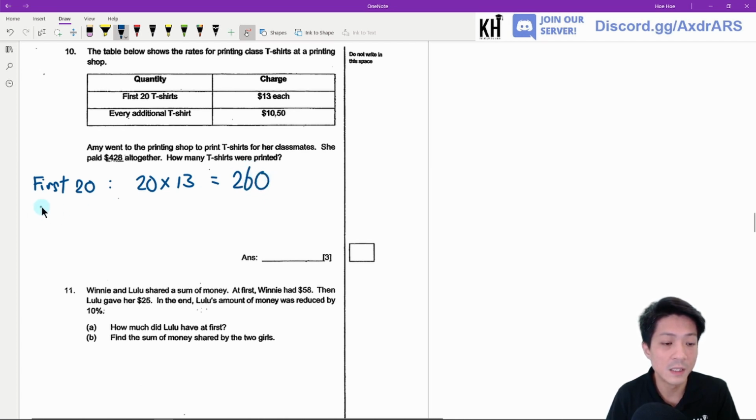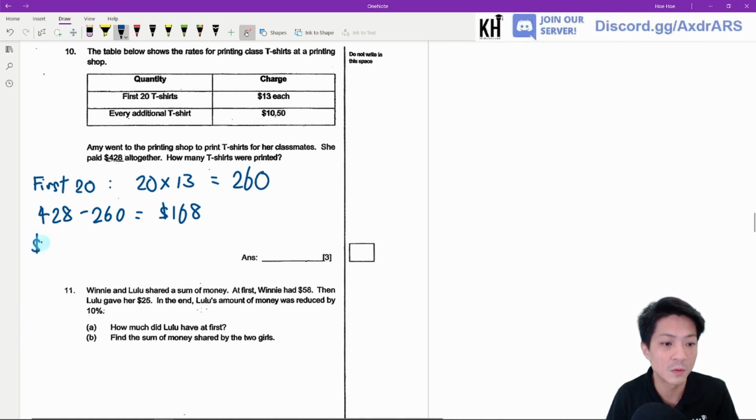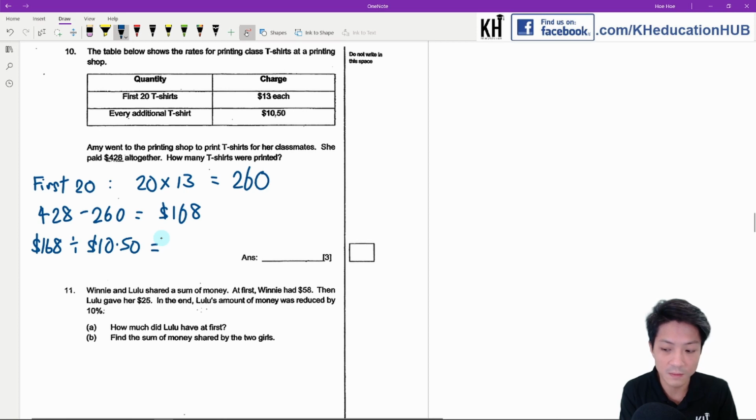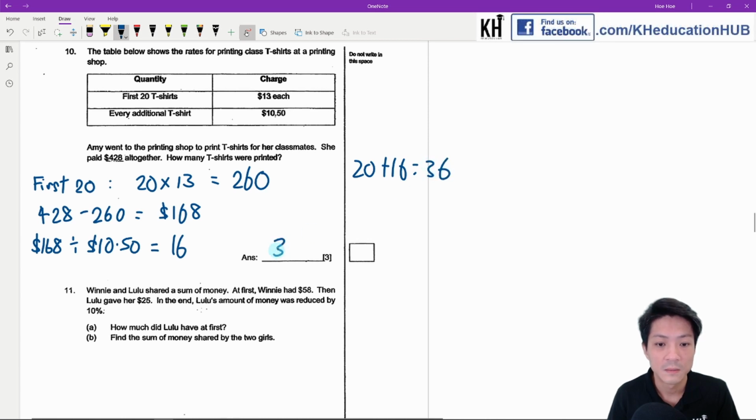Okay, which means that the balance, 428 minus 260, is what you paid for the rest of the t-shirts. Okay, $168. So the last step will be to use $168 divided by 10.50, which is the cost of each additional t-shirt. That will give you 16. So in order to find how many t-shirts were printed, that will be 20 plus 16. Okay, 36.